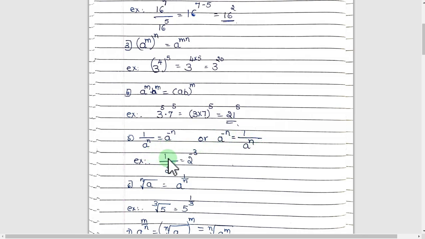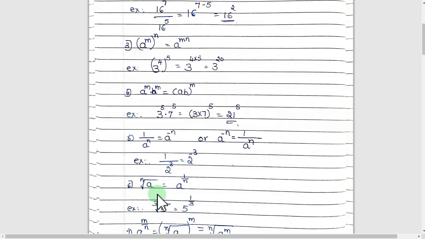For example, 1 by 2 to the power of 3 is equal to 2 to the power of minus 3. In the same way, for this also we can give an example. If I take 2 to the power of minus 3, it is equal to 1 by 2 to the power of 3.